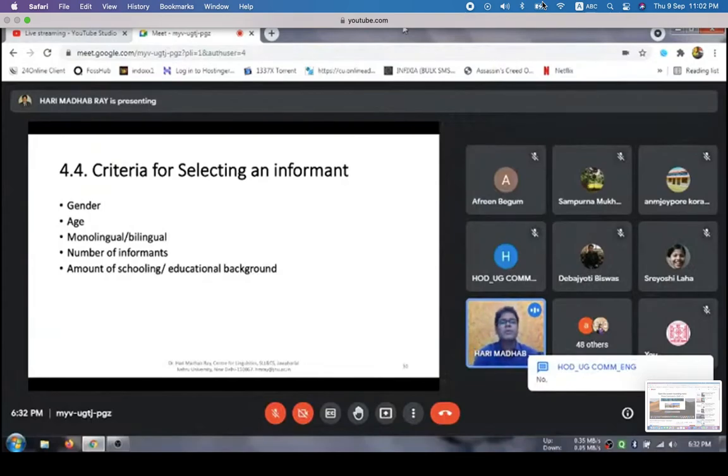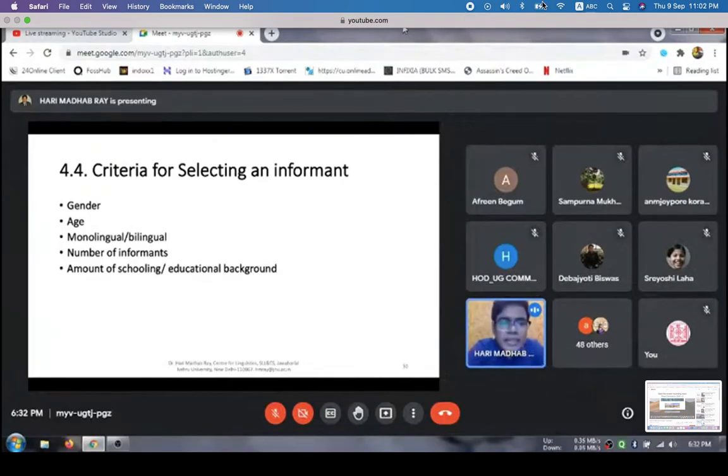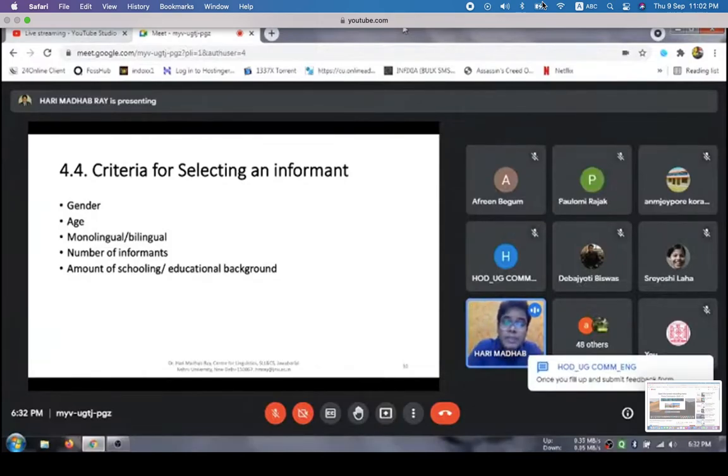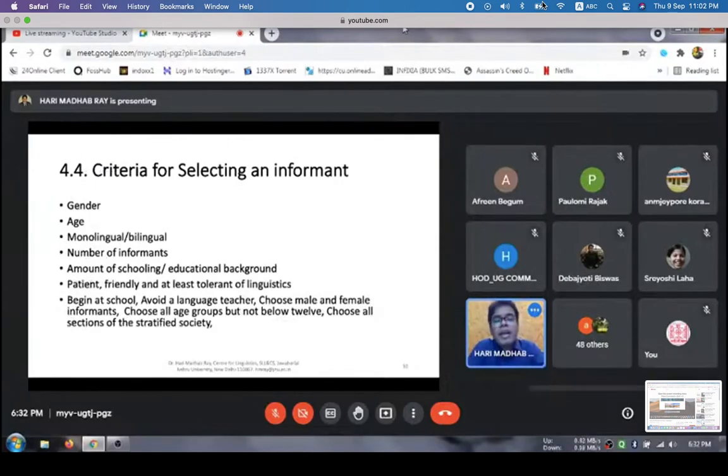Especially in our field method course, we always tell students that you need to collect data from at least 40 to 50 informants. And also amount of schooling and educational background, because okay. So these things also you need to keep in mind, amount of schooling and educational background at the same time. Okay. And it depends on which area you are working on.